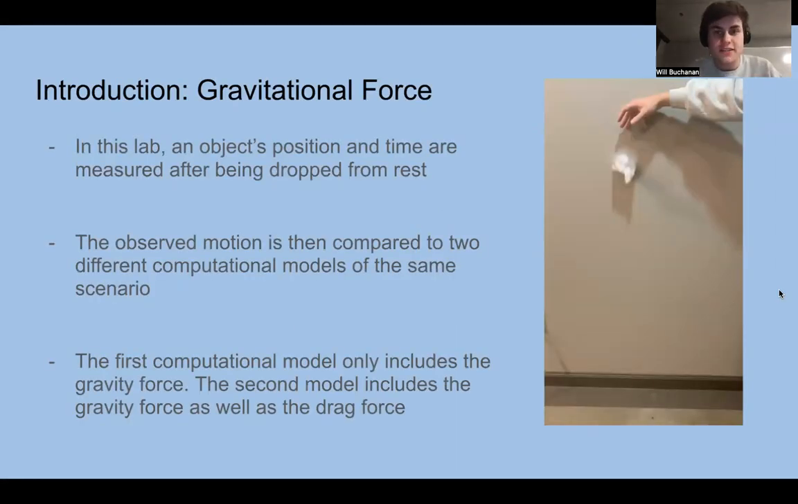So for the introduction, this lab covered the gravitational force, and we first looked at an object that was dropped from rest, and then looked at that object's position over time. And this object's motion is compared to two different computational models. One computational model contains just the force of gravity, whereas the other computational model looks at the gravity force and the drag force present. So you get some different results when you consider just one force versus all the forces present.